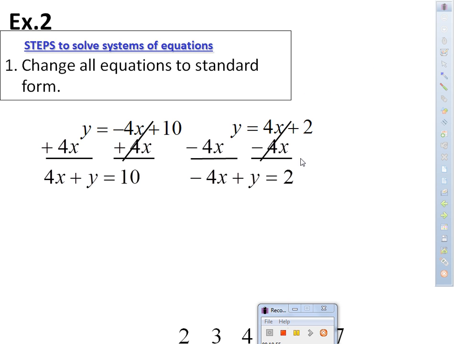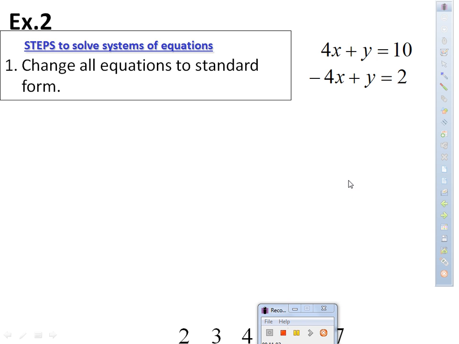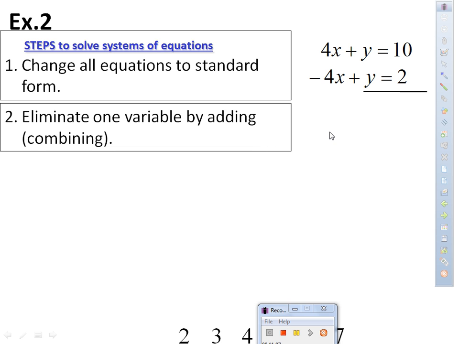Turn to your neighbor, let them know which one's going to eliminate. All right, so yes, the 4s. What is 4 minus 4? 0. That's why these eliminate. And we're left with 2y equals 12.